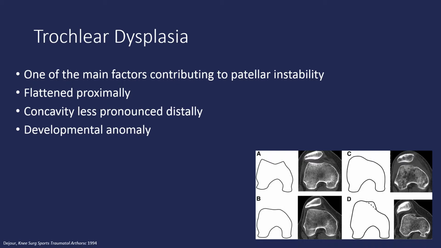There are 4 types of trochlear dysplasia, but for the purpose of today's lecture, we're just going to simply focus on generalized trochlear dysplasia as a whole.